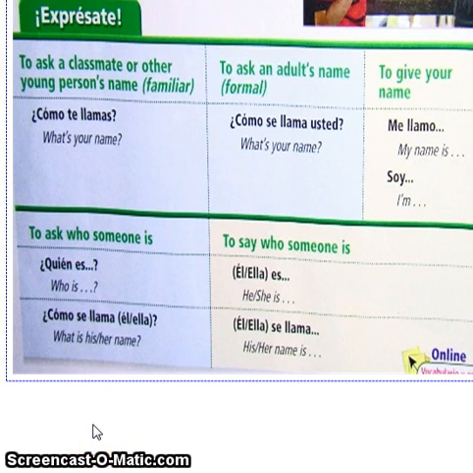Now take some time to practice this so you can practice quién and cómo se llama. Have fun.